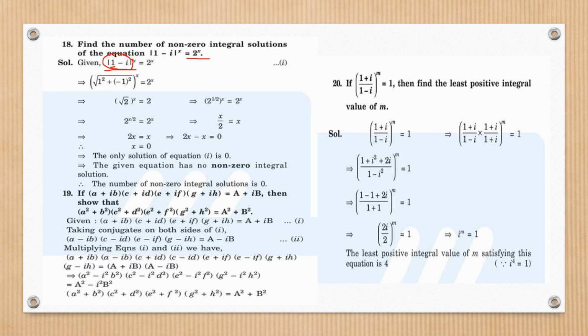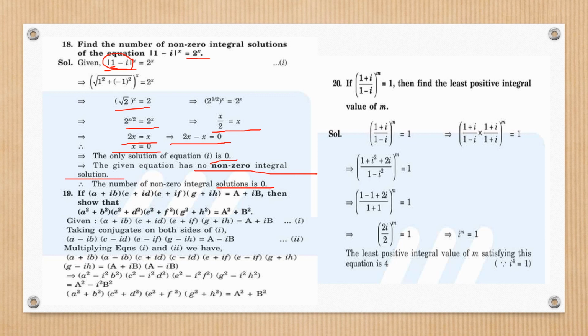So from here I'll get (root 2)^x equal to 2^x, and it means 2^(x/2), as root 2 is 2 raised to power half. So 2^(x/2) equals 2^x, right? By properties of exponents, x/2 equals x, means x equals 2x, or 2x − x equals 0, or I get x equal to 0. So this is the only solution of this equation, which is the zero solution. So the given equation has no non-zero integral solution, and the number of non-zero integral solutions is 0.